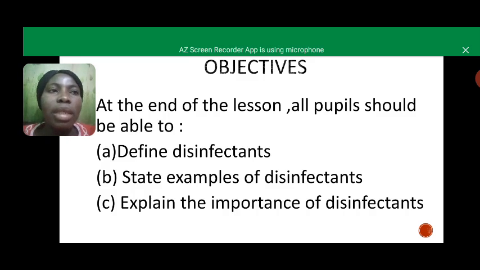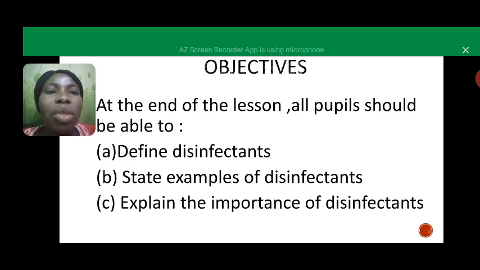At the end of the lesson, you should be able to, number one, define disinfectants. Number two, you should be able to state examples of disinfectants. Then number three, you should be able to explain the importance of disinfectants.